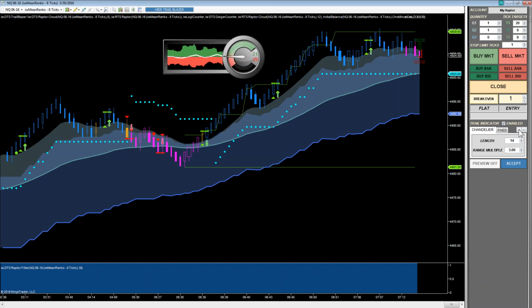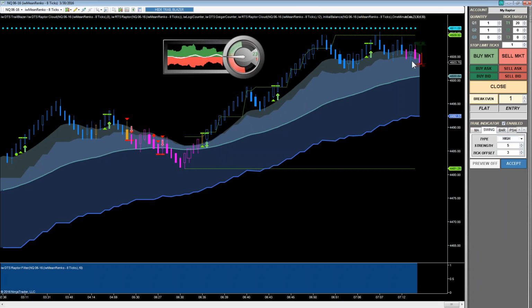All right, so it looks like we're trying to reverse here, so maybe I'll try to short it, and we'll put our stops above the highs.